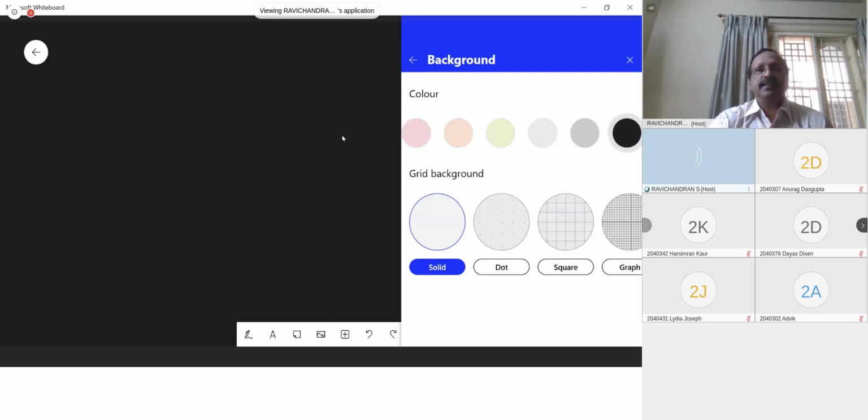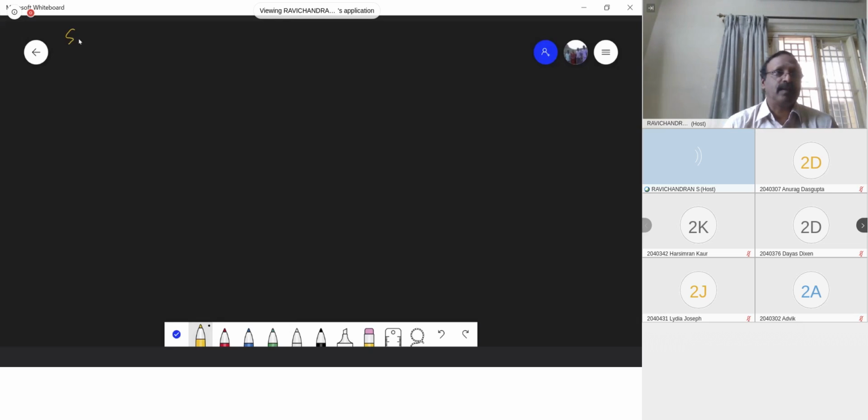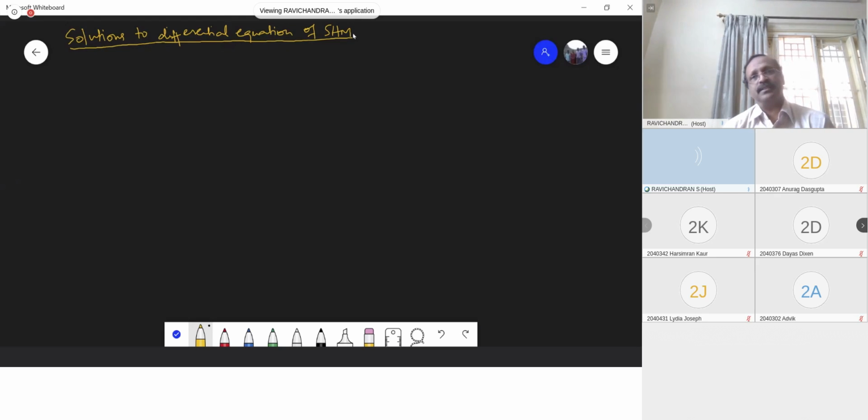So the next part here is solutions to the simple harmonic motion differential equation of SHM. All of you remember, it will take about some 20-25 minutes. You'll be able to derive this equation, understand it better also. It is a 10-mark question. This itself will be asked as 10 marks.